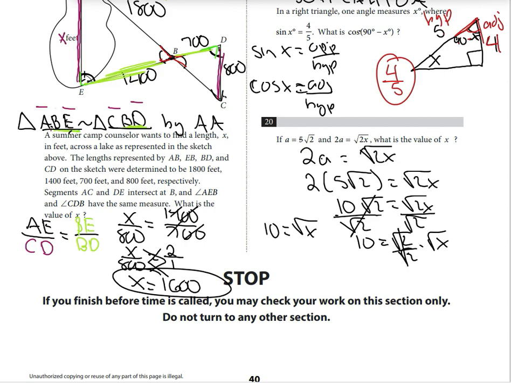Well, I want to know what x is, not square root of x. So how do I undo taking the square root? I can square each side. So the square root of x squared is just going to give us x. 10 squared is 100. X is going to be 100. So number 20 is going to be 100.